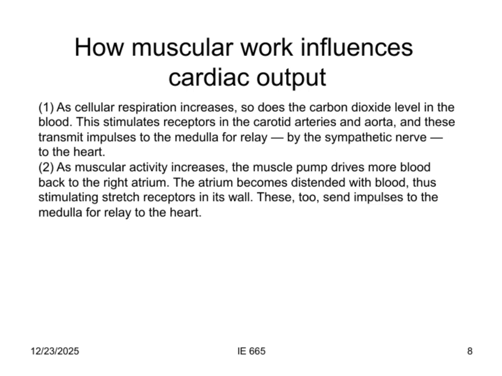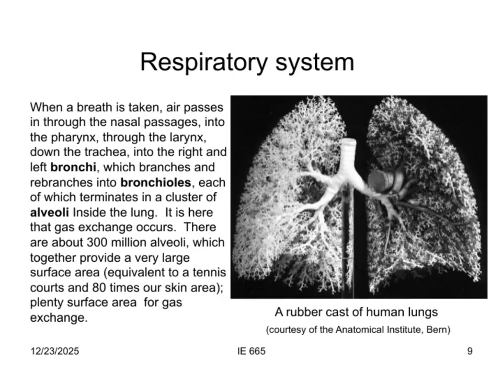This interconnected system highlights the remarkable way our body adapts to different levels of activity to meet its needs. When we take a breath, air enters our respiratory system through the nasal passages, flowing into the pharynx, and then passing through the larynx. From there, it travels down the trachea, which splits into the right and left bronchi. These bronchi further branch out into smaller bronchioles, each ending in a cluster of alveoli inside the lung. It's in these tiny alveoli that the critical process of gas exchange happens.